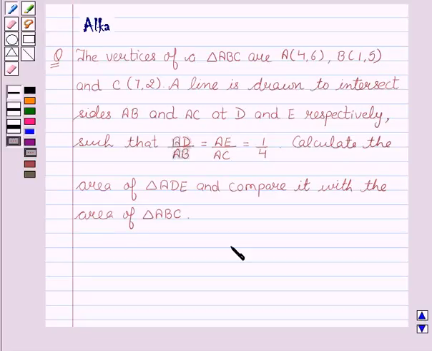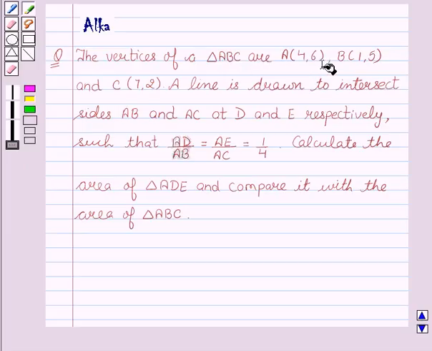I am Alka. Let's discuss the given question. The vertices of a triangle ABC are A(4, 6), B(1, 5) and C(7, 2). A line is drawn to intersect sides AB and AC at D and E respectively such that AD upon AB equal to AE upon AC equal to 1 upon 4. Calculate the area of triangle ADE and compare it with the area of triangle ABC.